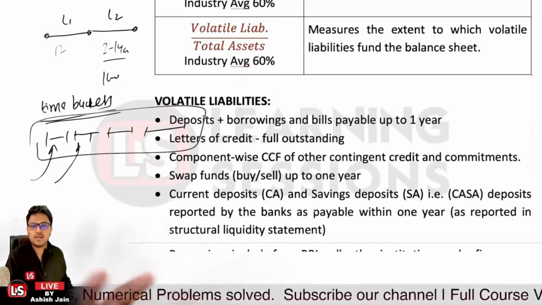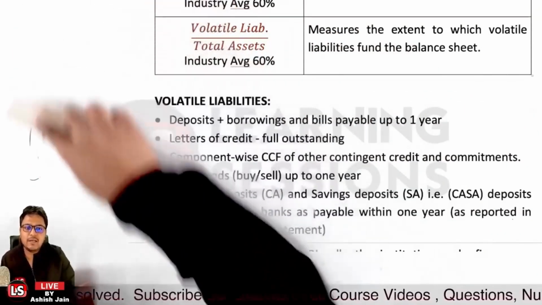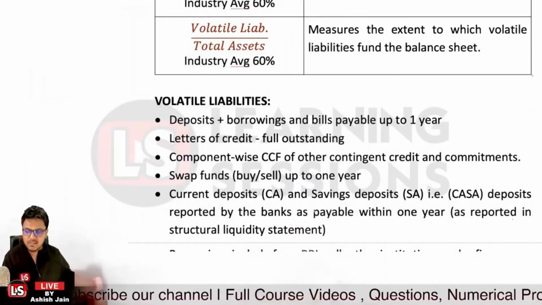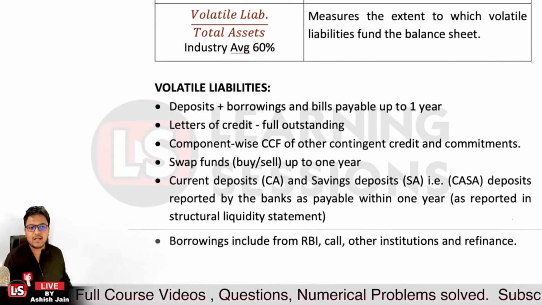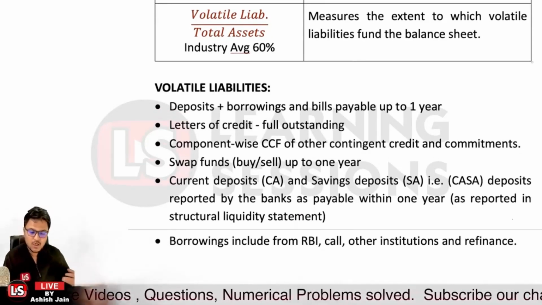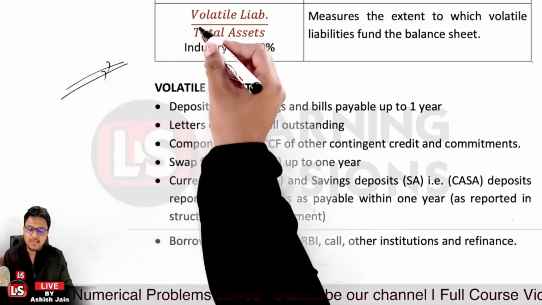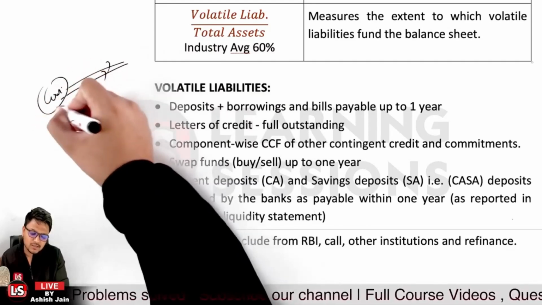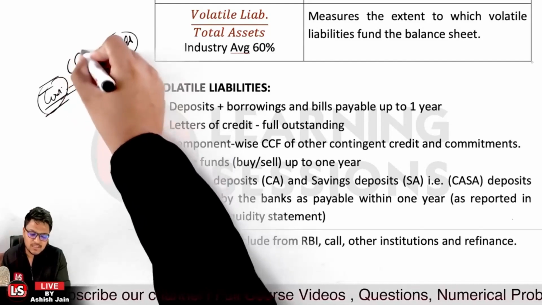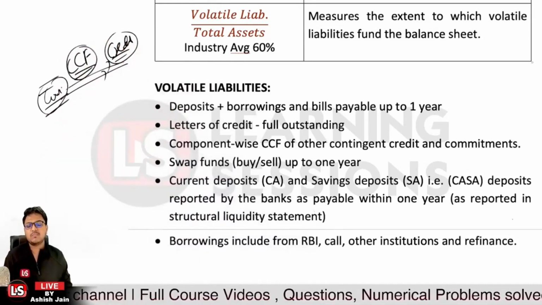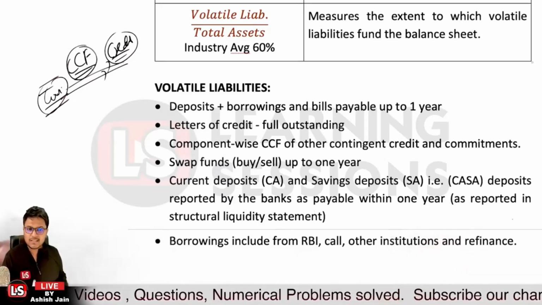Then further it's related to the volatile liabilities, the liabilities which are going to be payable in the coming 1 year. That's the volatile liability. Like we have deposits plus borrowings plus bills payable up to 1 year, or letter of credit full outstandings, or the component of the credit conversion factors. In the case of contingent or off-balance-sheet exposures, you have to convert them into a credit exposure. So these are the contingent liabilities, and to convert them into credit exposure we use the CCF, the credit conversion factor, so as to convert the contingent liabilities into credit liabilities, and that is the volatile part.